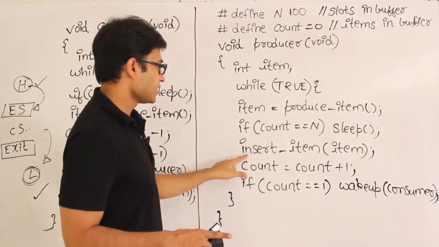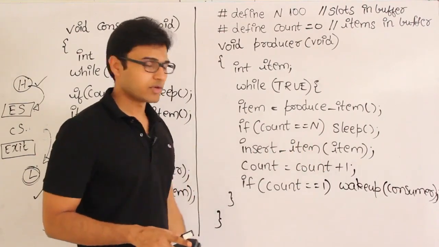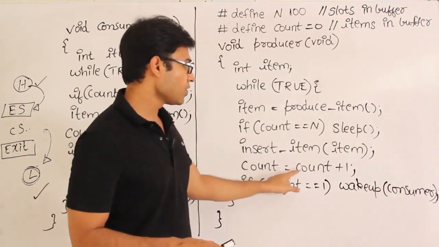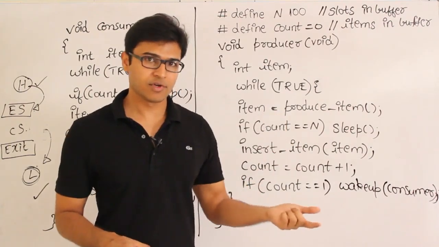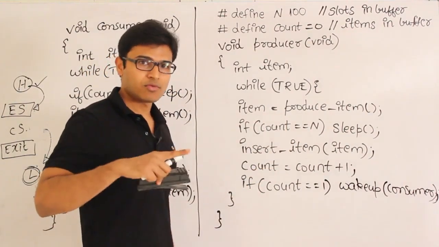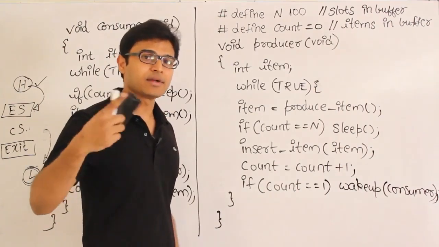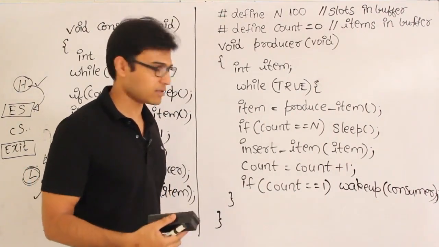In that case, what happens is insert item, which means we are going to put the item into the buffer, and then count equal to count plus 1. So it means that after inserting the item, we are just going to increment the count, indicating that the number of free slots available is decreased by 1, or the number of items that have been filled in the buffer are increased by 1, right?